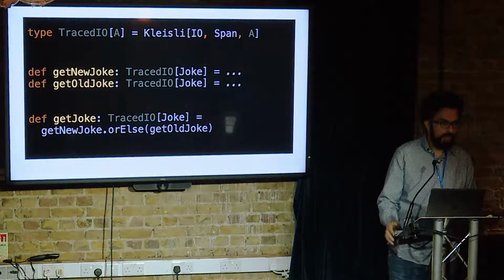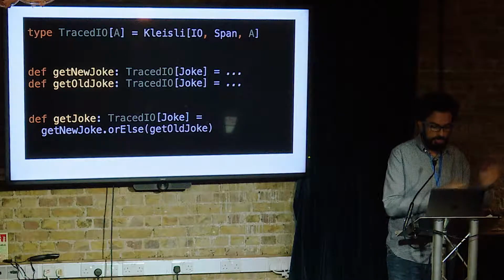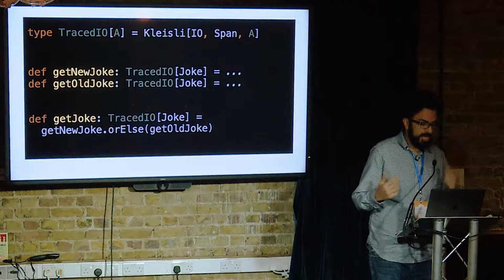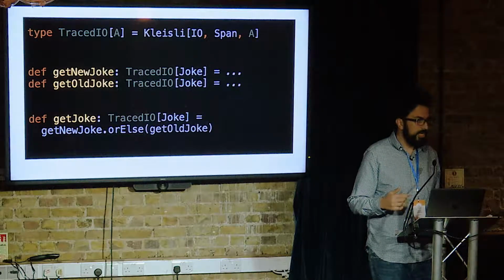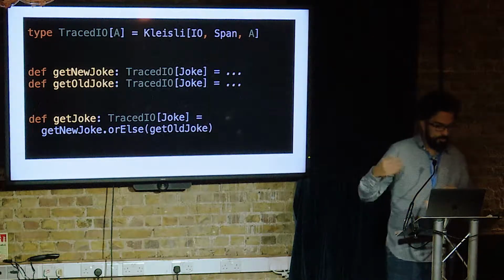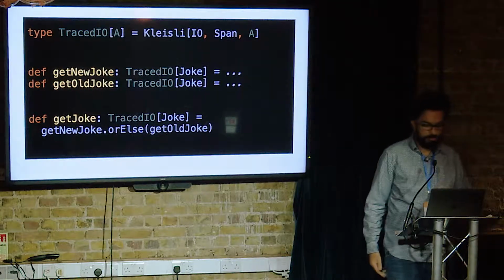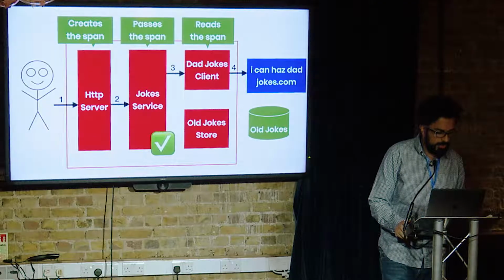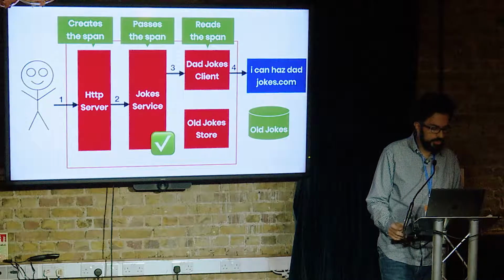So this now compiles. I could say this operation orElse that operation. And the monad instance or the sync instance of Kleisli is taking care of just passing the span down to the next level. All right, so this is pretty much the middle layer, jokes as a service.